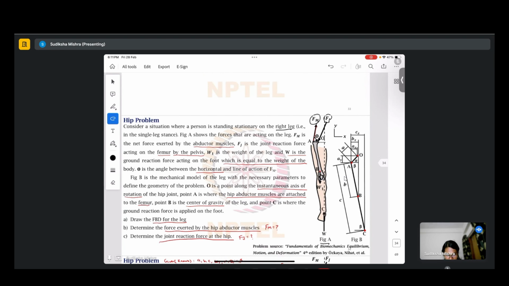Figure B is the mechanical model of the leg, which is here. O is the point along the instantaneous axis of rotation of the hip joint. Point A is where the hip abductor muscles are attached, point B is the center of gravity of the leg, and point C is where the ground reaction force is applied. So basically Fj would act at O, and Fm will act at A.